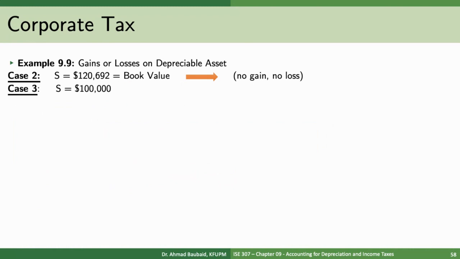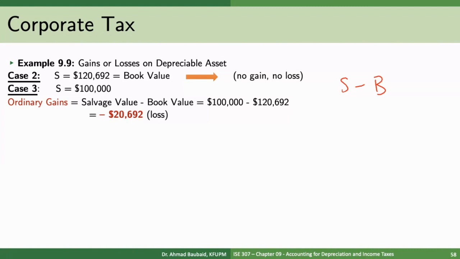What about if the salvage value is 100,000? Well, my book value was greater than that, right? So again, salvage value minus book value. So I'm going to get a negative result here. I get a loss, which is fine, and actually it's great because I get a credit. So I still multiply this by 34%, but now the tax that I have to pay is negative, which means I get money actually, right?